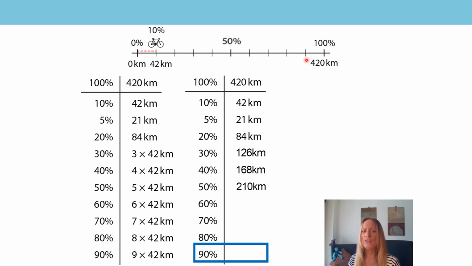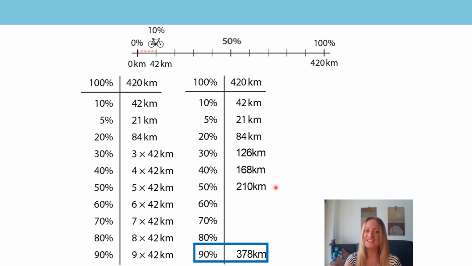How else? What else do I notice about 90%? I notice it's very close to 100%, don't I? So it's 10% less. I've decreased 100% by 10%. Excellent. So is that an easy calculation? Do I know what 100% is? Yes. Do I know what 10% is? Yes. So I could subtract 42 from 420, couldn't I? And would I still get the same as if I had combined 50 and 40%? I would, wouldn't I? I get 378.